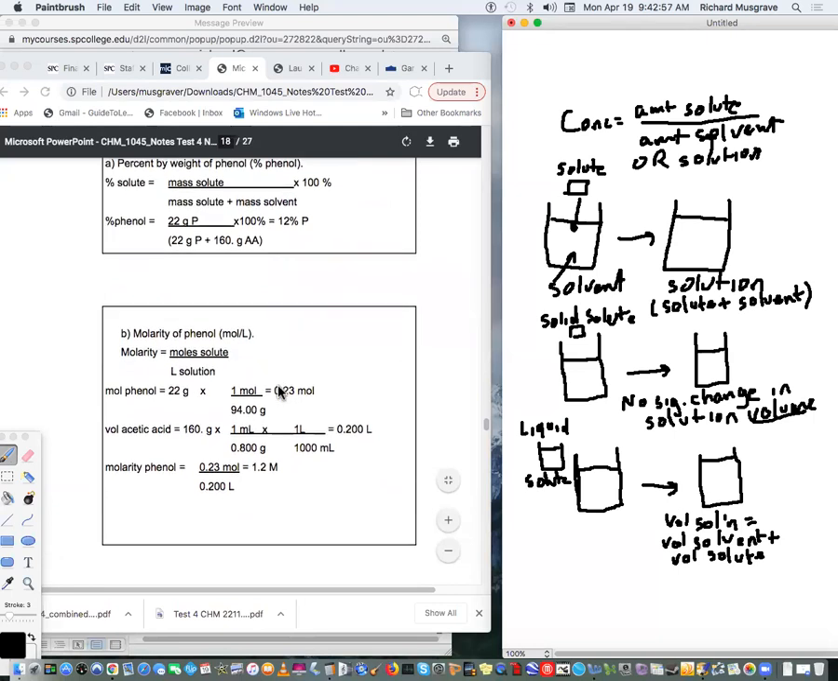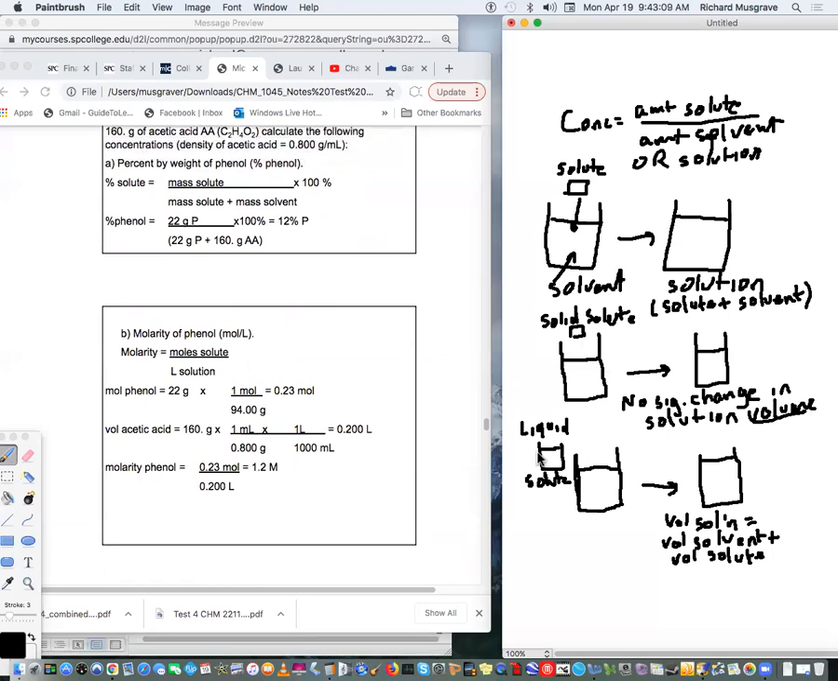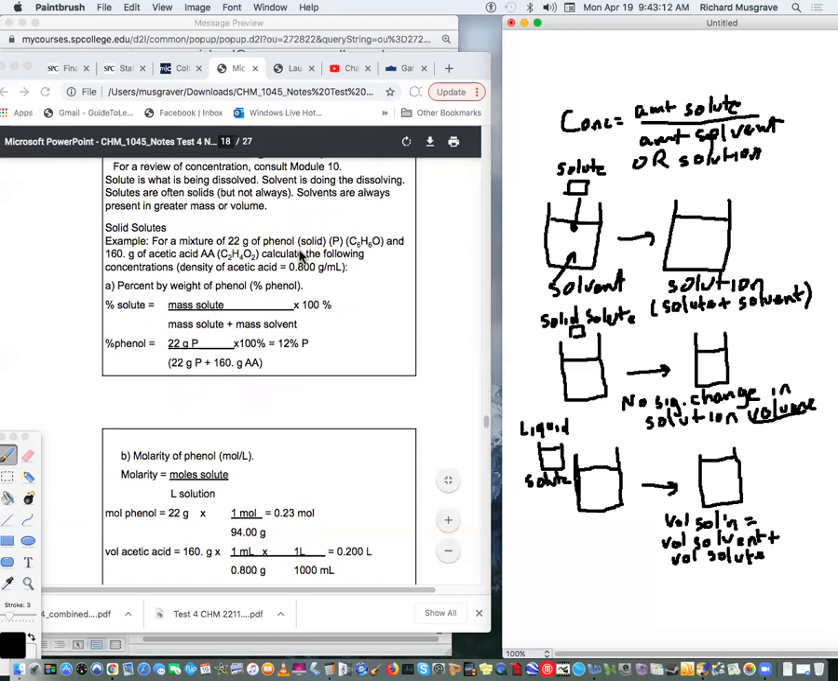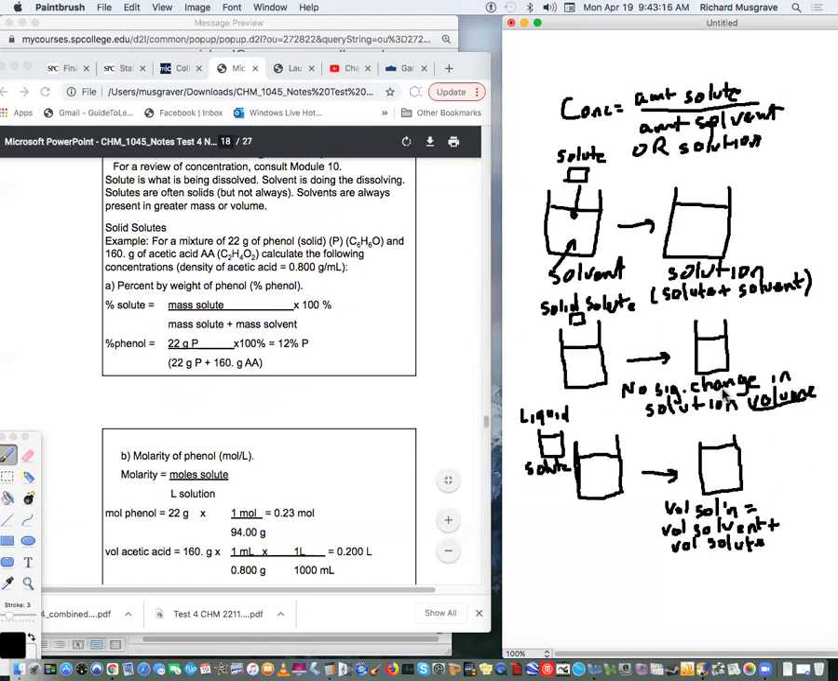Now, molarity. This one's important. It's moles of solute over liters of solution, and the key word is solution. So this is the one that gets affected depending upon whether you have a solid solute or a liquid solute. In this specific example, I'm telling you you have a solid solute. That means there's going to be no significant change in the solution volume, which means that effectively the volume of solution equals the volume of solvent. That's it.